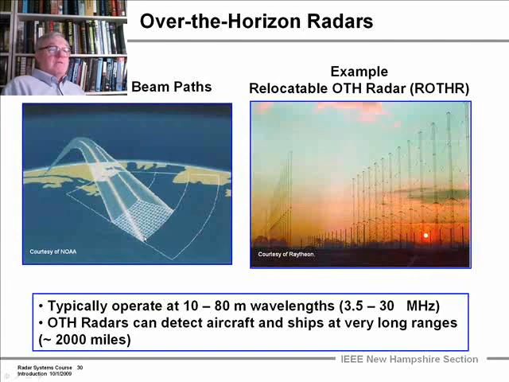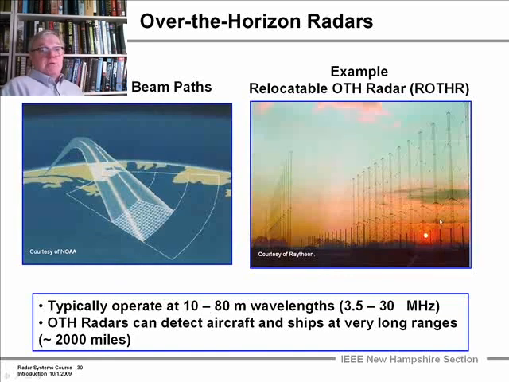So they'll have a big clutter problem. And at these wavelengths that the ionosphere works at, it's typically 10 to 80 meters in wavelength. And so this gives them the opportunity to detect targets truly at very long ranges, aircraft and ships in the order of 2,000 miles, and from the ground.